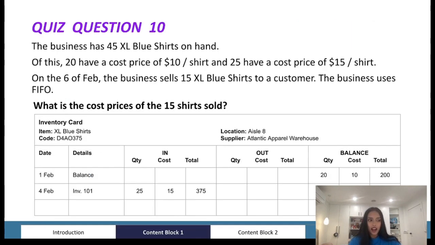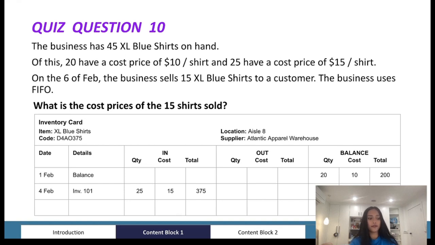Okay, this is our last quiz question, so I'll give you a few minutes because it's a bit of a big one. So the business has shirts on hand at different cost prices. 20 of the shirts have a cost price of $10 per shirt, and 25 of the shirts have a cost price of $15 per shirt. The business then sells 15 of the shirts. Using the first in, first out assumption, what is the cost price of the 15 shirts sold?